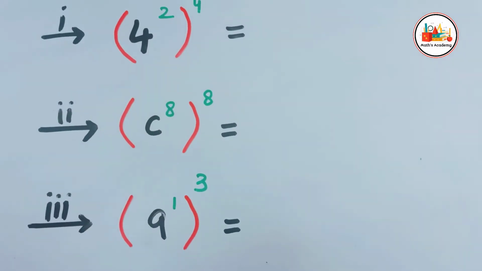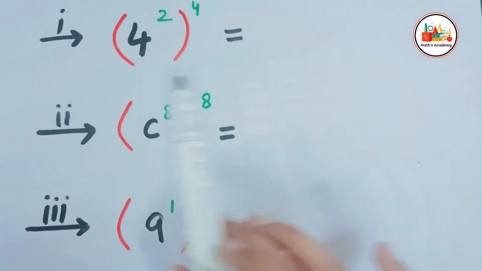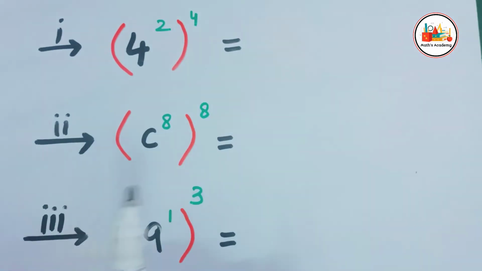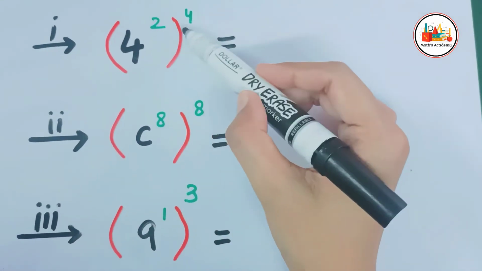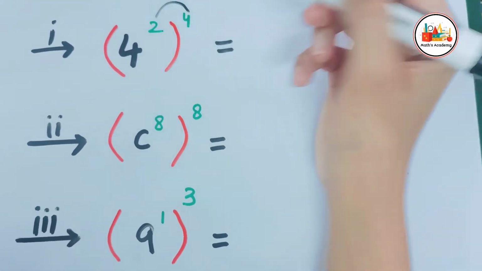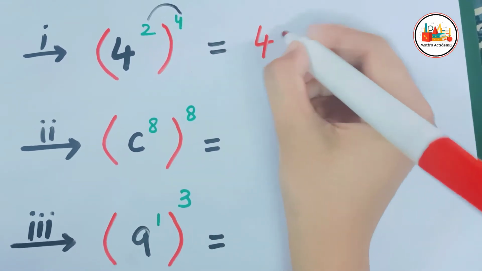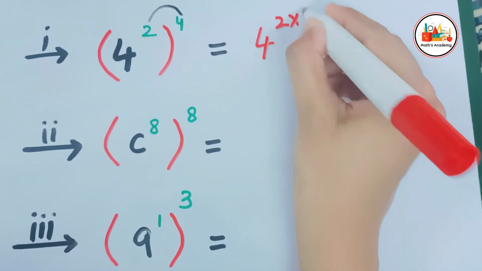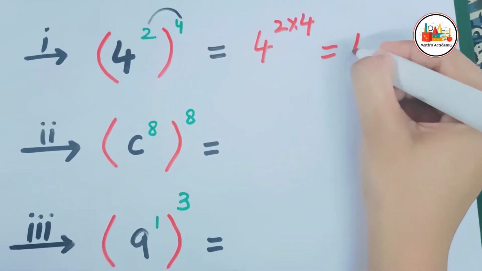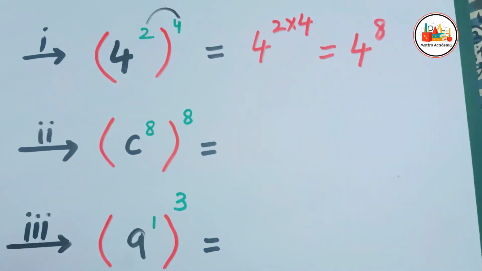Let's understand the concept by these three parts. You can see here 4^2 raised to power 4. It is power of power. Simply we will multiply the powers. 4 raised to power 2 multiplied by 4, and then it will be equal to 4 raised to power 8. Done.